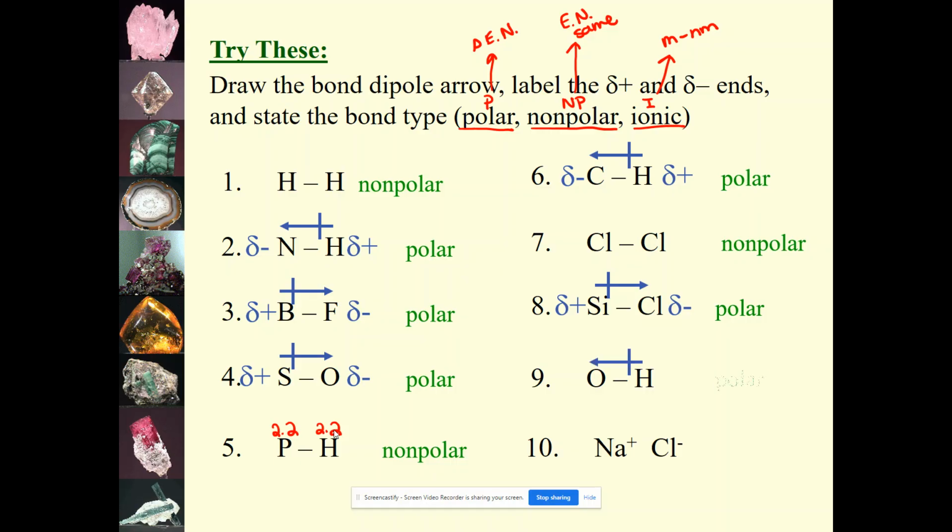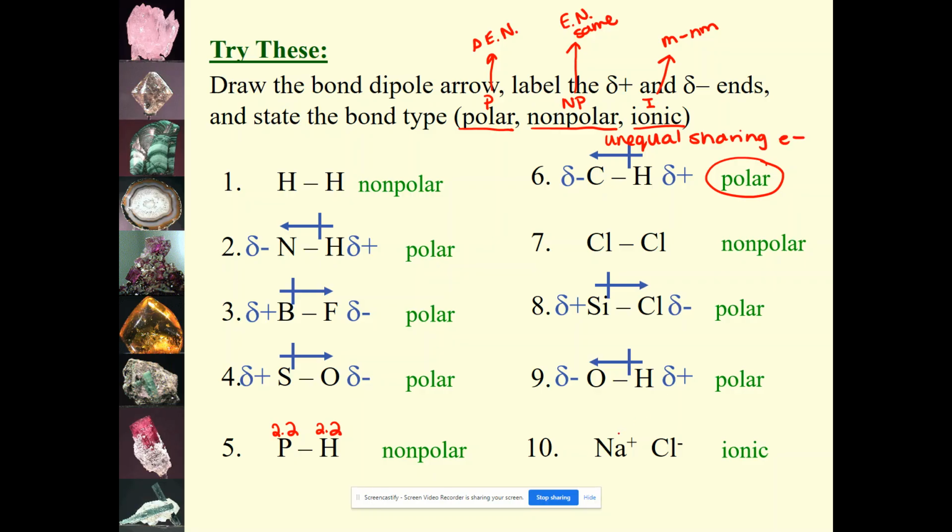Between oxygen and hydrogen, again, the oxygen has a higher electronegativity, so the arrow points towards the oxygen, and the slight negative is at the oxygen, the slight positive is at the hydrogen. And the last one, again, you do not draw an arrow. The arrows are only drawn if it's polar. It shows an unequal sharing of electrons. That's the purpose of the arrow.